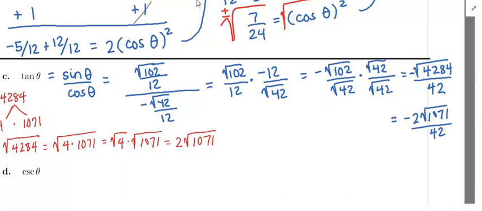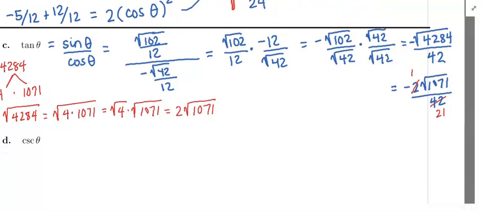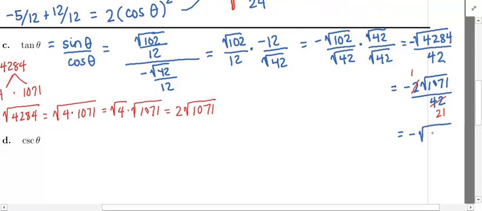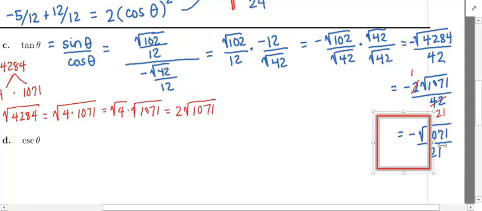You can simplify the fraction. 2 goes into 2 once, 2 goes into 42 21 times. So we'll go ahead and say that the tangent of theta is just negative square root of 1,071 divided by 21. All right, and I will go ahead and box that result for you. And I'll label it, because everything's starting to get jumbled around here. So this is the tangent of theta.